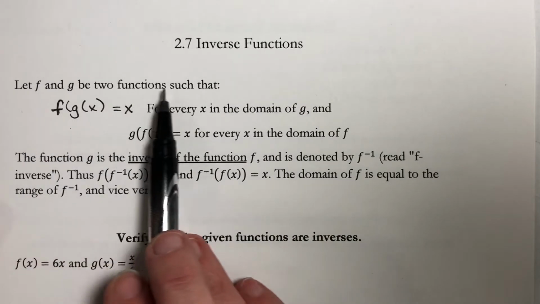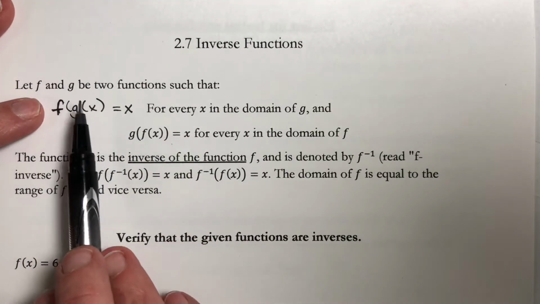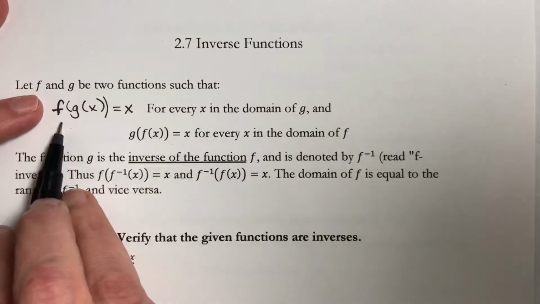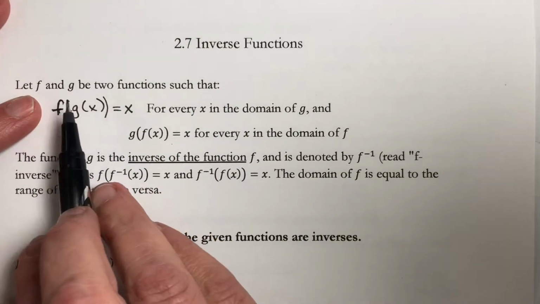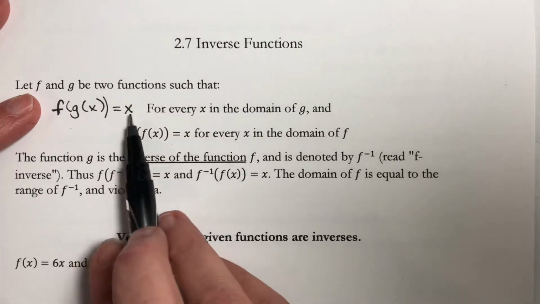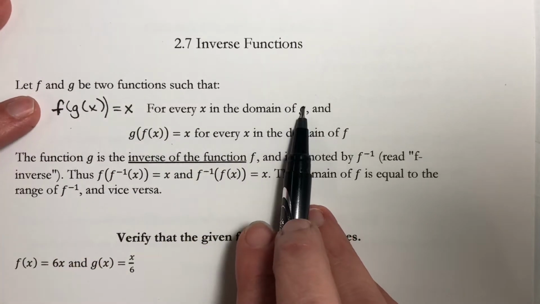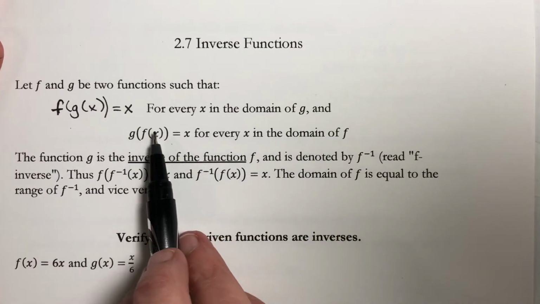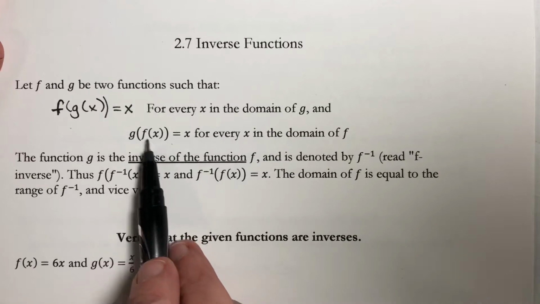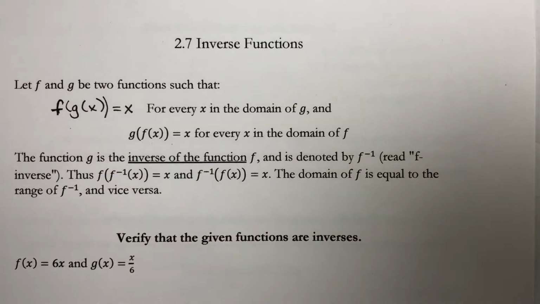If f and g are two functions such that when I compose f and g, so when I take g and plug it into f, I get x. So whatever I plugged in here, I plug it into g, take that answer, plug it into f, and I need to get back to x, for every x that I'm allowed to plug into g. And then the same thing happens if I reverse this. If I take the x value and plug it into f, get that answer, and then plug it into g, I should get x. Basically what this is saying is that inverse functions undo each other.